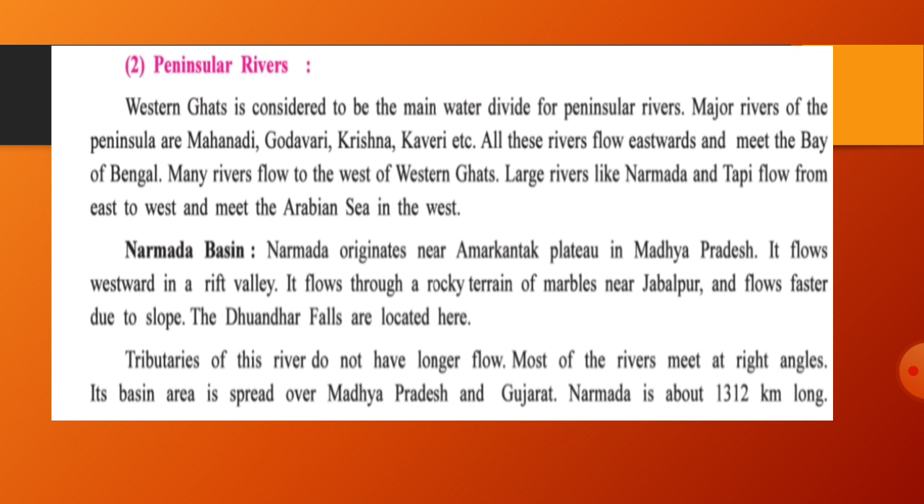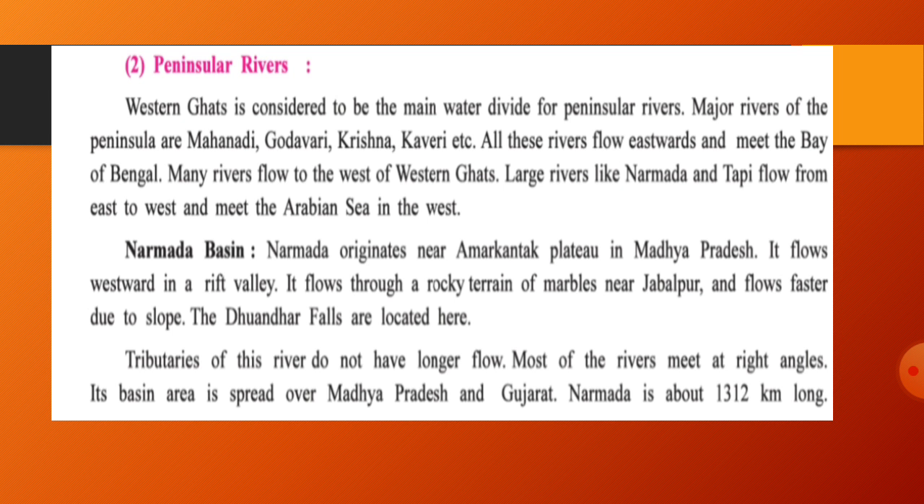The Western Ghats are considered to be the main water divide for peninsular rivers, and the major rivers like Mahanadi, Godavari, Krishna, Kaveri flow eastward and meet the Bay of Bengal. The smaller rivers also flow eastward and meet the Bay of Bengal. They include Brahmani, Vaitarani and Subarnarekha. And the major rivers like Narmada, Tapi, Sabarmati, Mahisagar, etc. flow from east to west and meet the Arabian Sea in the west.